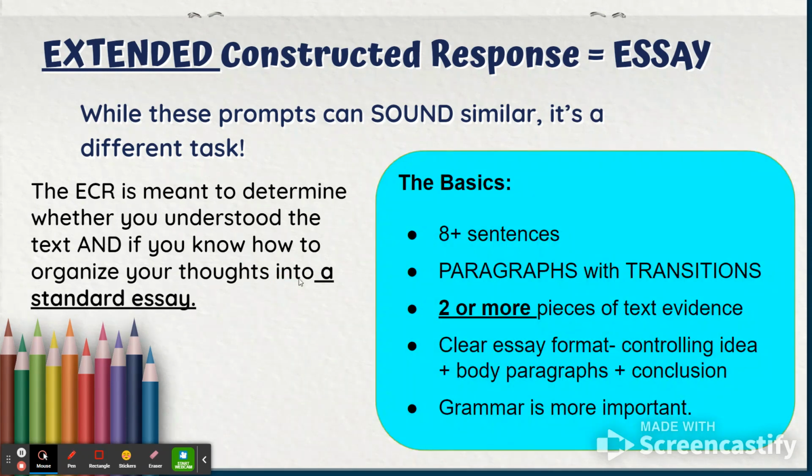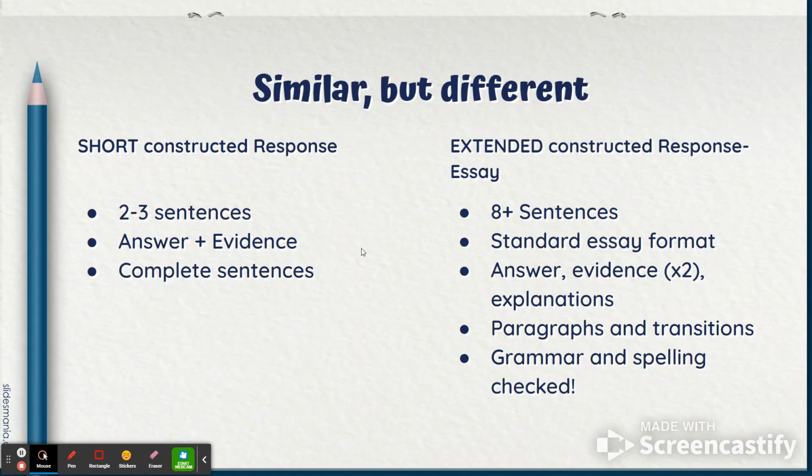So some of the basics. This is a longer piece. It's going to be at least 8 sentences long, maybe a little longer. It's going to have multiple paragraphs with transitions. There's going to be more text evidence. You need at least 2 quotes in one of these, maybe more. You're going to be using essay format. So there's a controlling idea, there's body paragraphs, there's a conclusion, and the grammar and spelling is more important on the essay. So the short constructed and the extended constructed can sound very similar, but they have some meaningful differences between them.